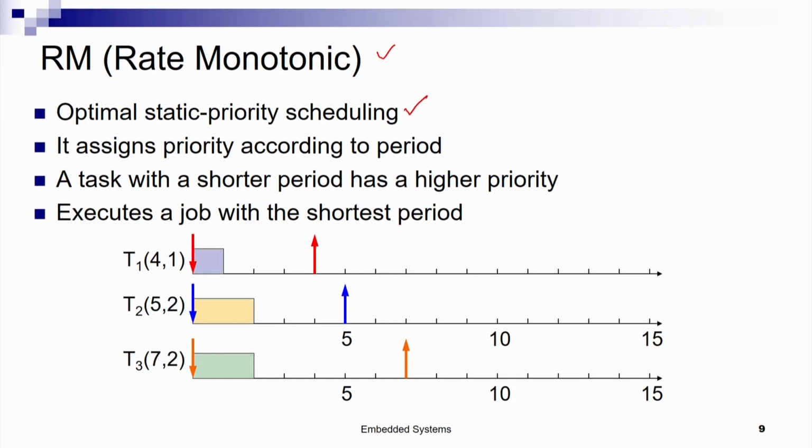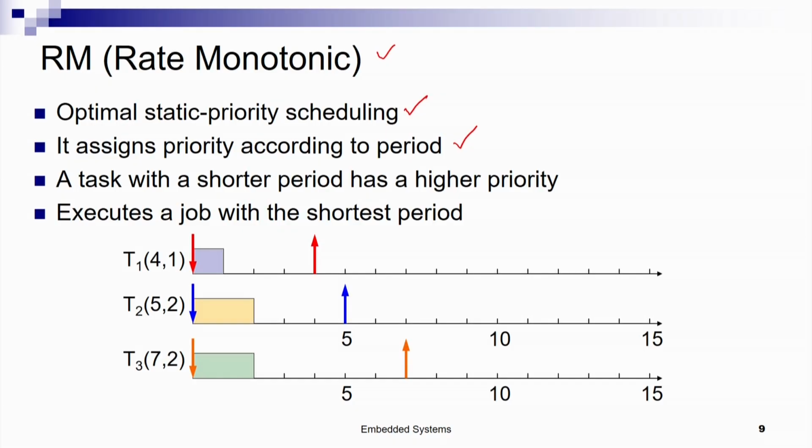So, how does it execute? It has a very simple static priority assignment strategy. What is the priority? It assigns priority according to period. The period of the task is the frequency at which its jobs arrive. Lower the period or higher the frequency at which the jobs arrive, higher is the priority. So, lower the period value, higher is the priority of the task. Higher the period value or lower the frequency at which jobs of the task arrive, lower is the priority.